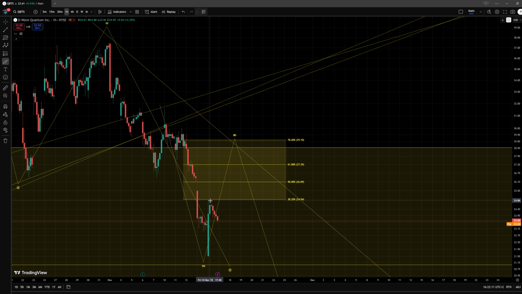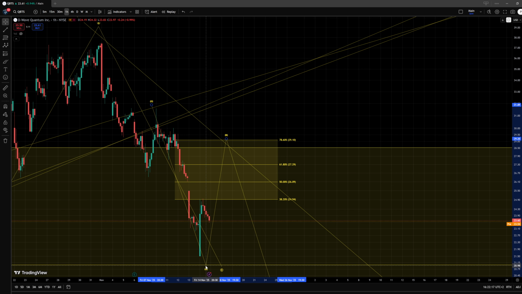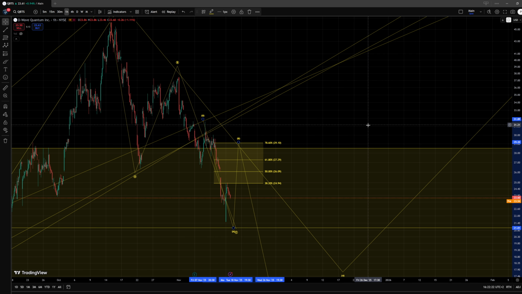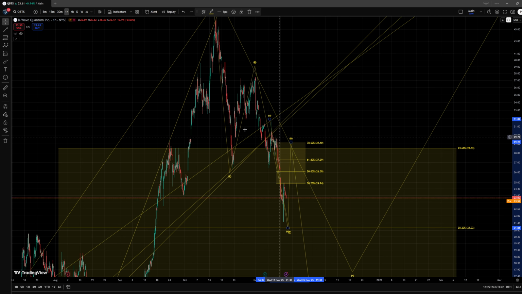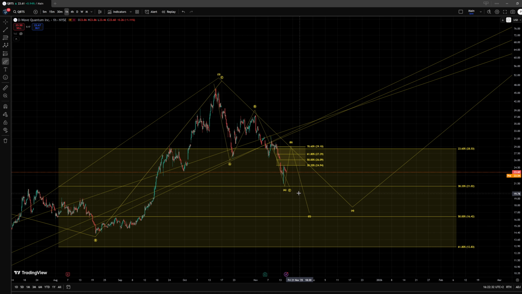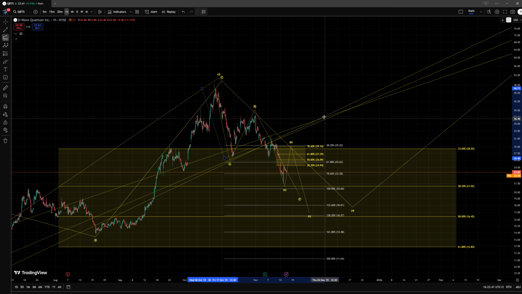We have touched it a couple of times, but we got rejected each time, and at this point honestly I wouldn't even be surprised of an extension within the wave A. Yeah, maybe we get to the 38.2% retracement, and then we start a larger, more significant correction to the upside. But at this point we need to be a little bit more patient and watch out for the larger correction to occur.